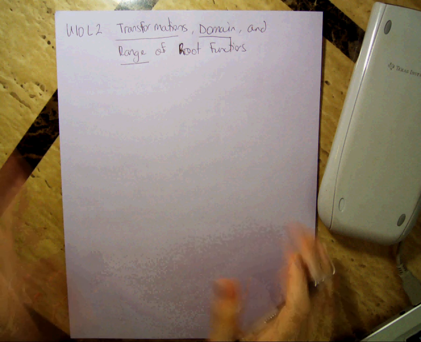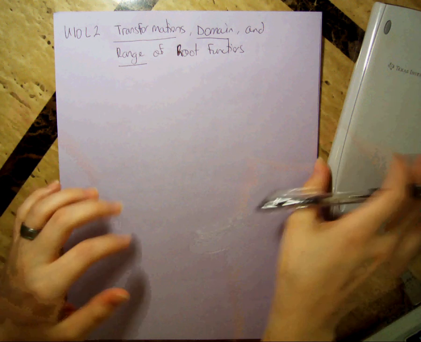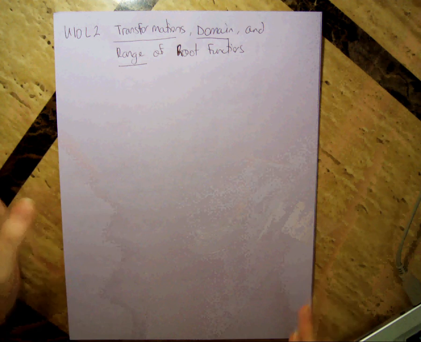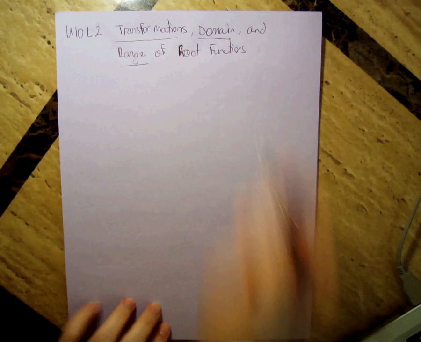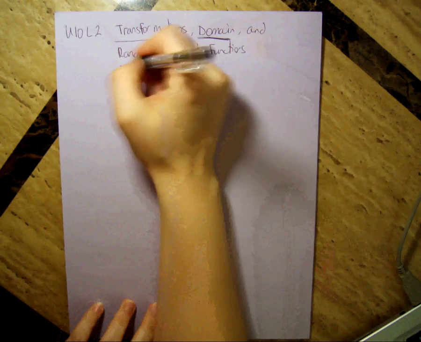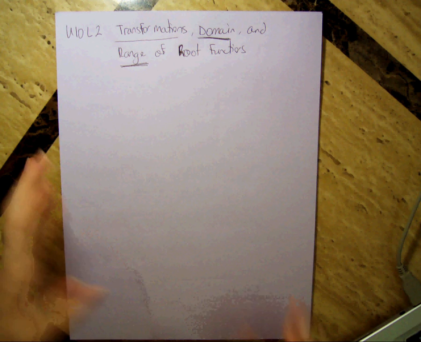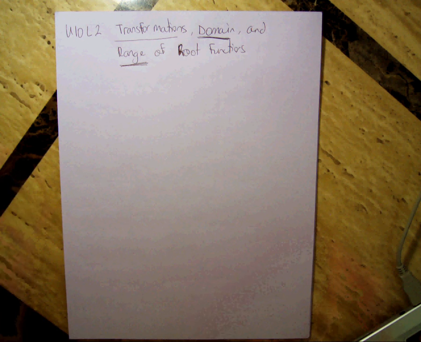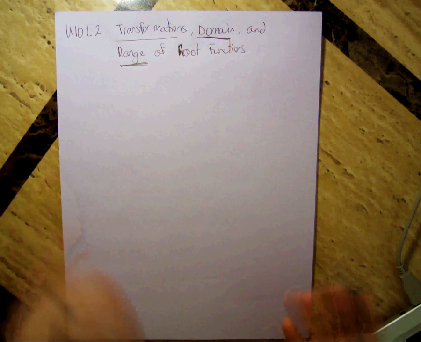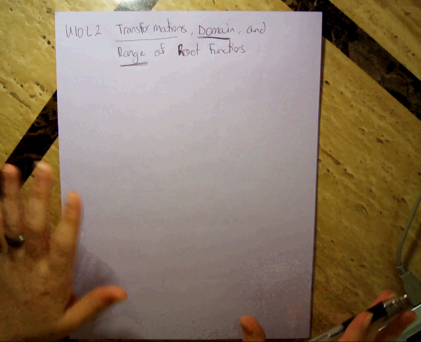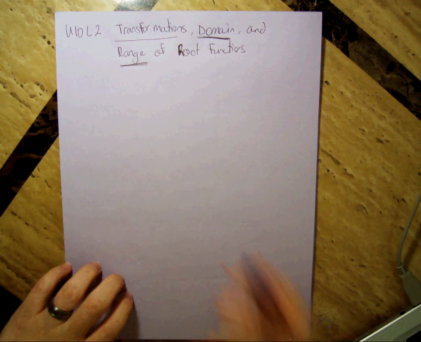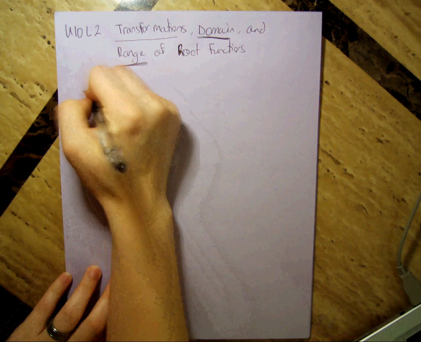Hey guys, okay, so part B of Unit 10, Lesson 2, and this time we're going to be looking at the domain and the range of our square root functions. And so looking at a square root function, looking at the equation of it, if you can identify the transformations, then you can easily identify the domain and the range. So again, we're just going to start with the parent function.